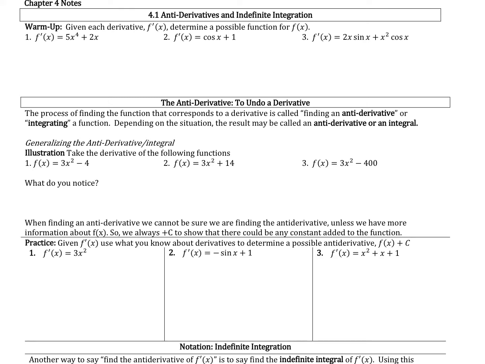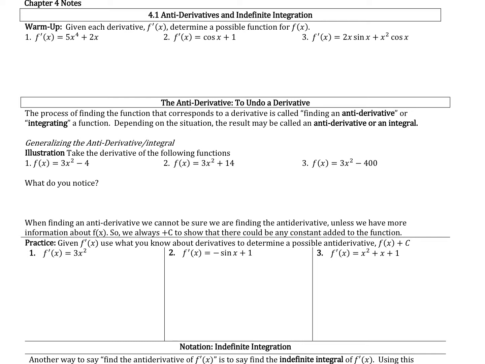Hello and welcome. We have spent a lot of time talking about how to take the derivative. We've talked about the product rule, the quotient rule, the chain rule, the derivative of different trig functions, all kinds of different things involving derivatives. And what we're going to start doing now is looking at the inverse operation of a derivative, or the opposite of a derivative, which is called an antiderivative.